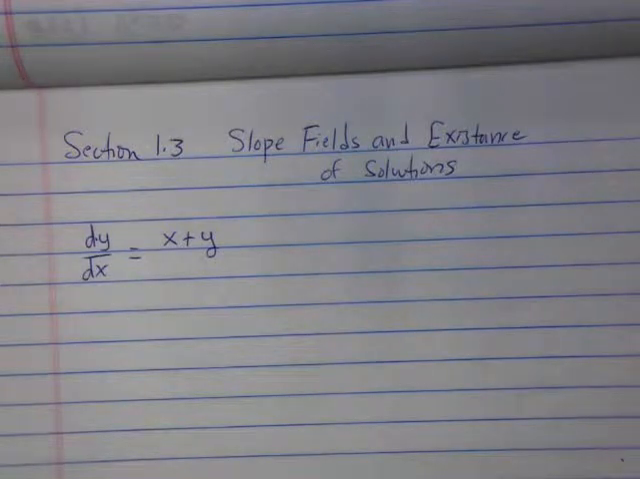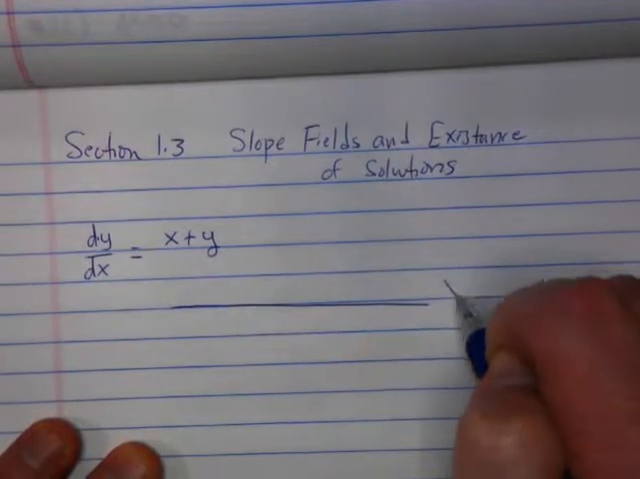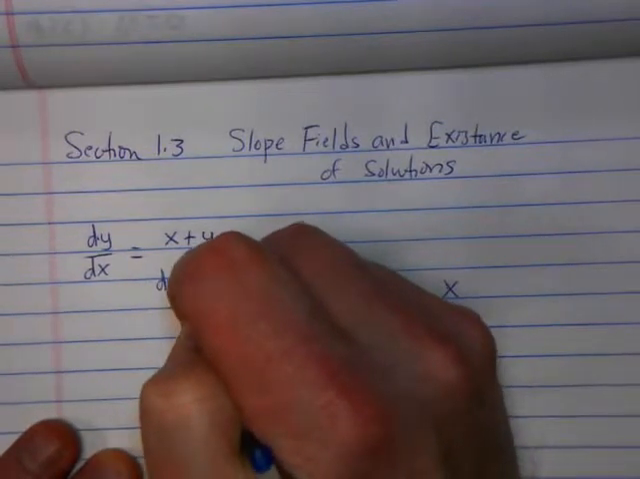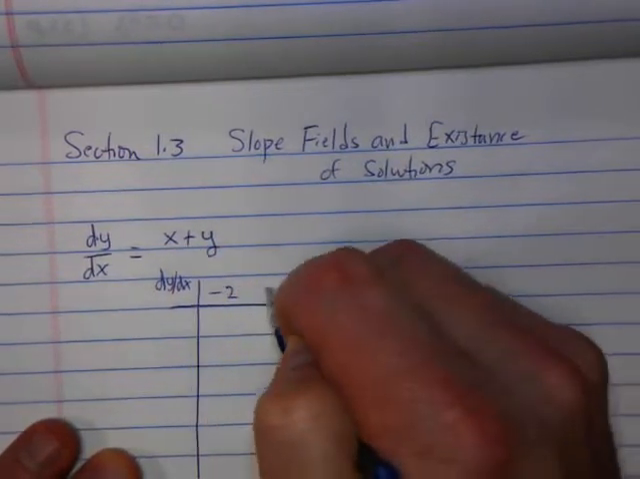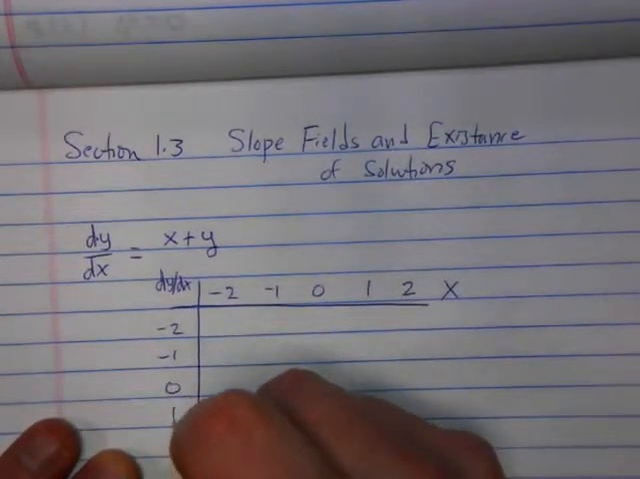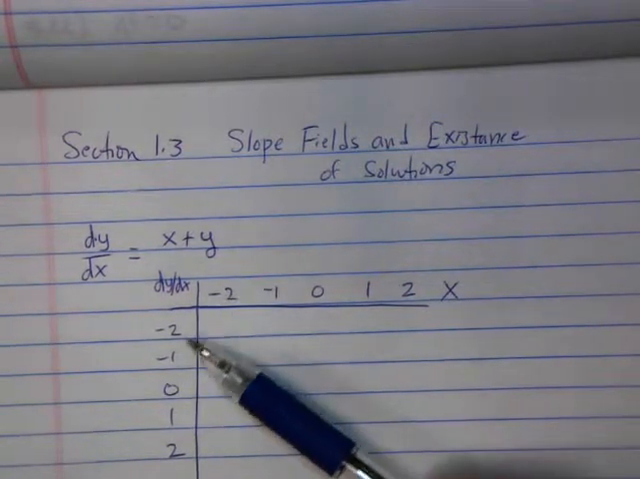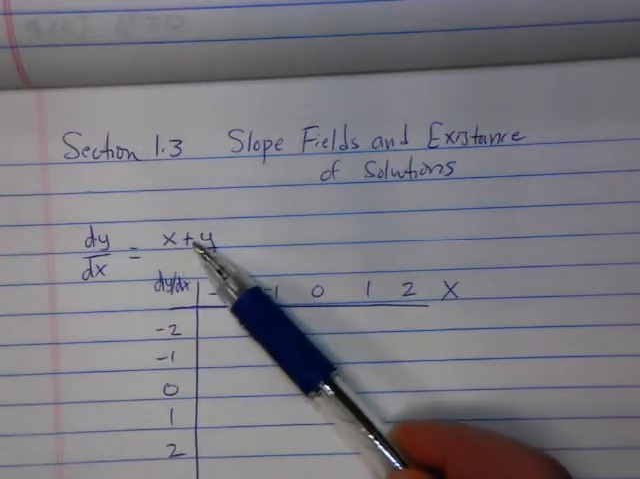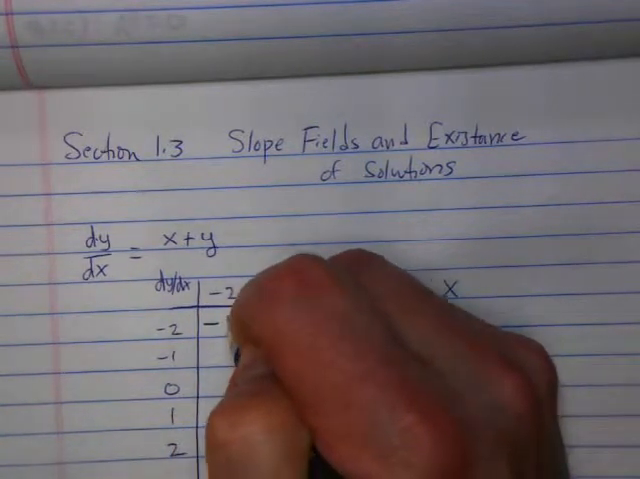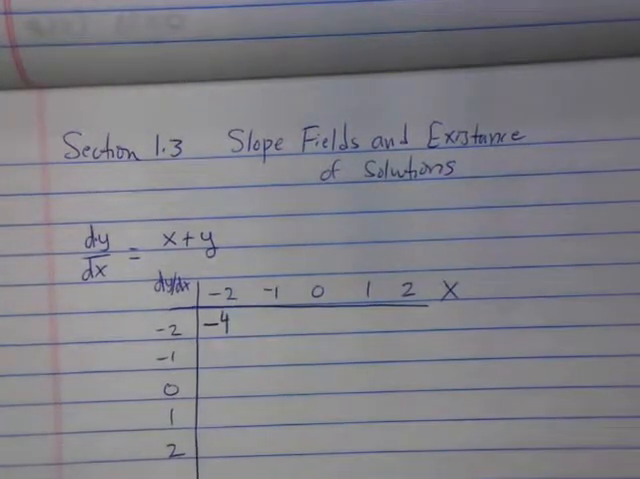But the way slope fields are generated is generally you make a big table. So you put x's this way, and you put y's this way, and then you have dy/dx in the middle. So you might go -2, -1, 0, 1, 2, and -2, -1, 0, 1, 2. And you simply plug the numbers in. So I plug in x equals -2, y equals -2, into my differential equation. -2 plus -2 is -4.